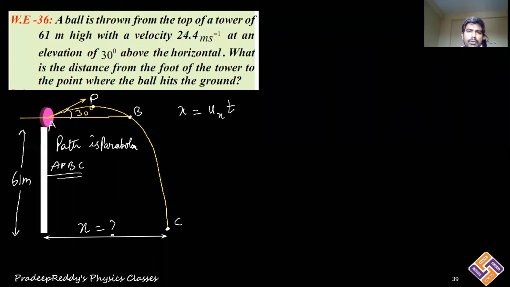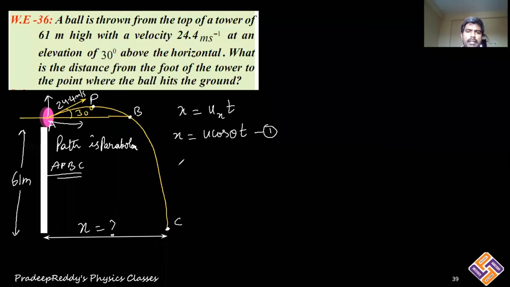And of course, you know that velocity along x-axis can be resolved into components. This velocity is 24.4 meter per second. You can resolve it into components, one along horizontal, other along vertical. So x can be written as u cos theta into time taken t. Let me take this as equation 1.